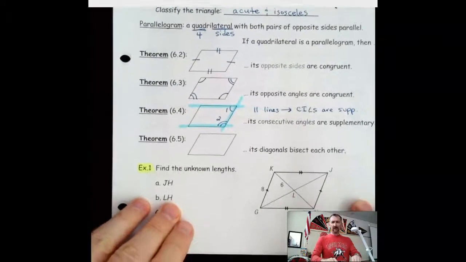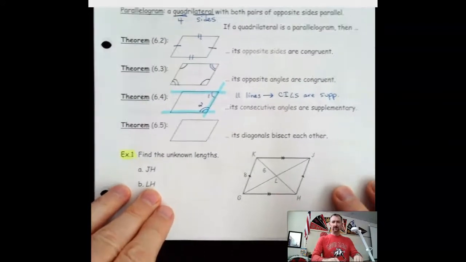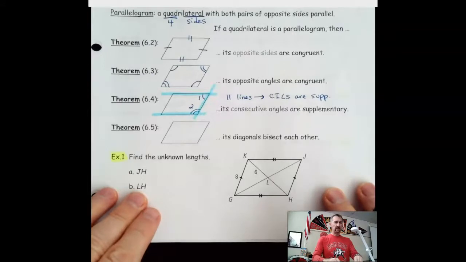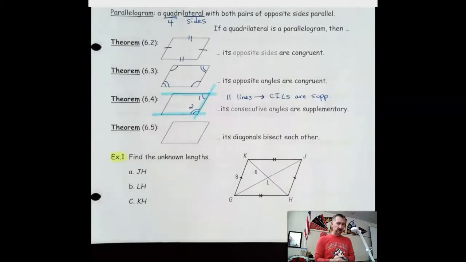Okay, excuse me. Why is that over so far? All right. The diagonals bisect each other.